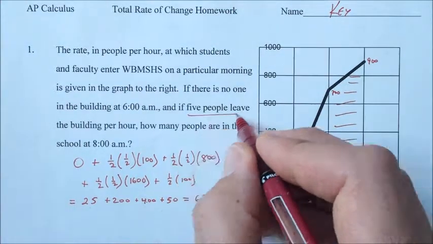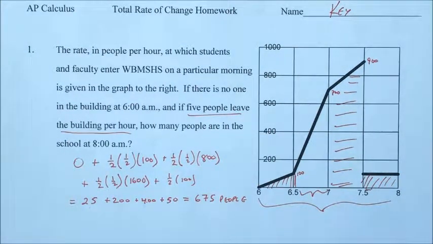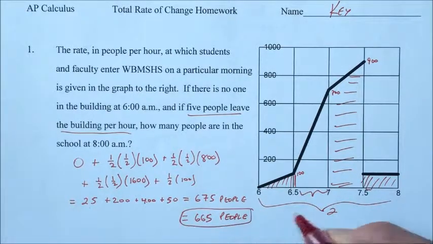But keep in mind that 5 people are leaving the building per hour. We have a 2-hour window, so 5 times 2 is 10, which means our final answer is 665 people. All right.